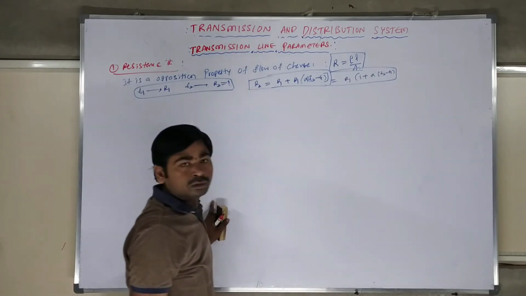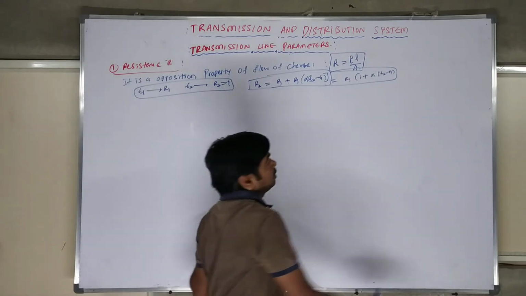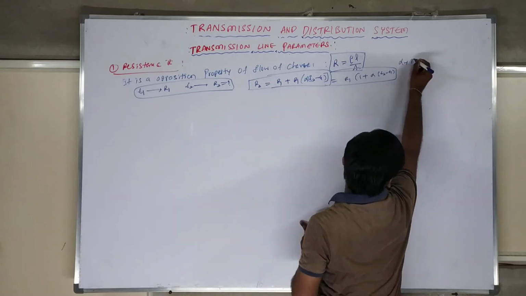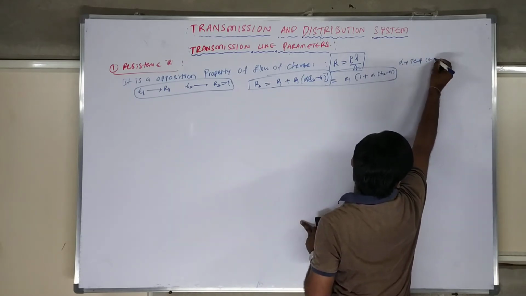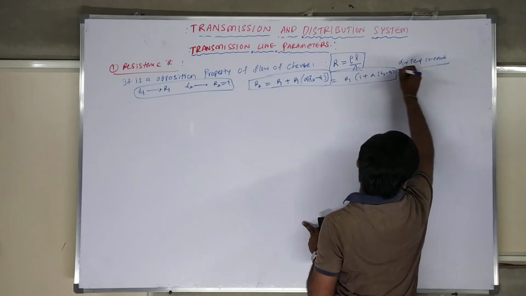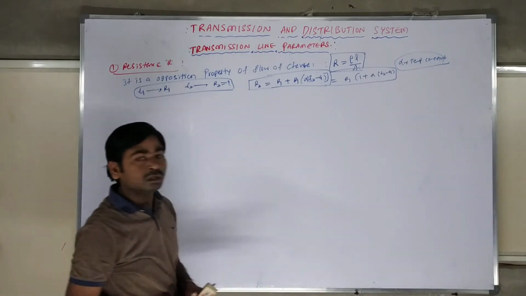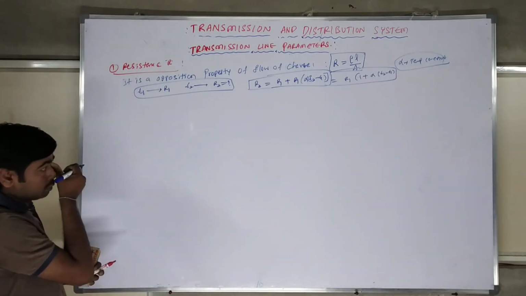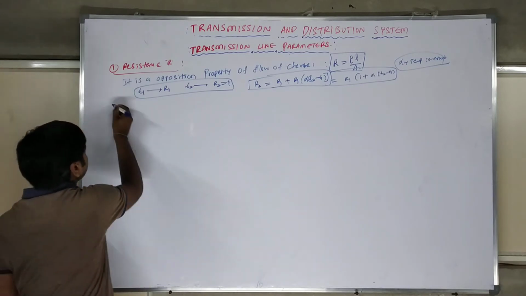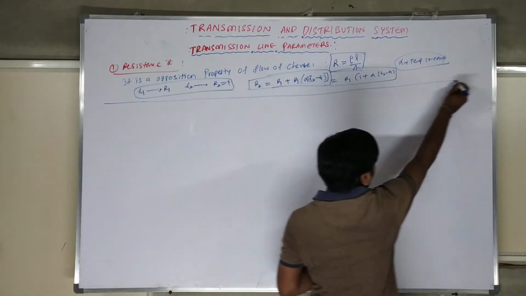Where alpha is the temperature coefficient of the material. This shows how the resistance is affected when the temperature changes. So now we have completed our resistance part.